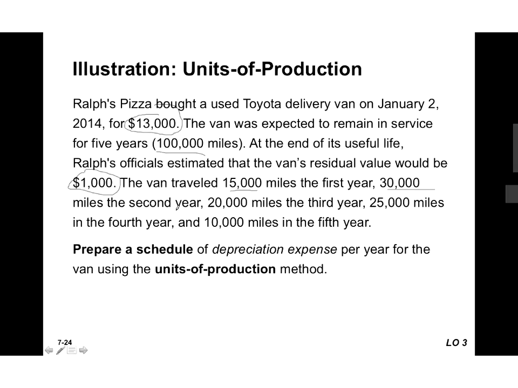And again, you'll see all these numbers coming up. I just want to point out that those are all numbers that are given to us. We say, well, gee, we spent $13,000 on the van, has a $1,000 estimated residual value. 100,000 miles is its life, and then here's how we're going to drive those miles.